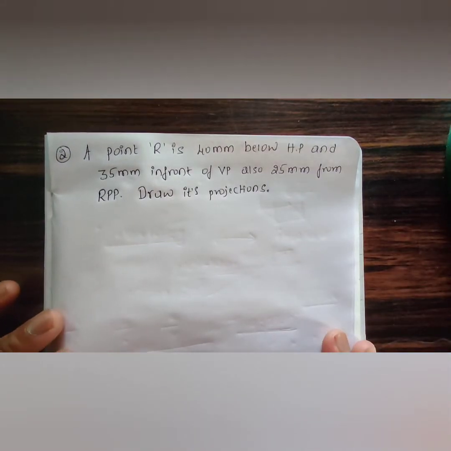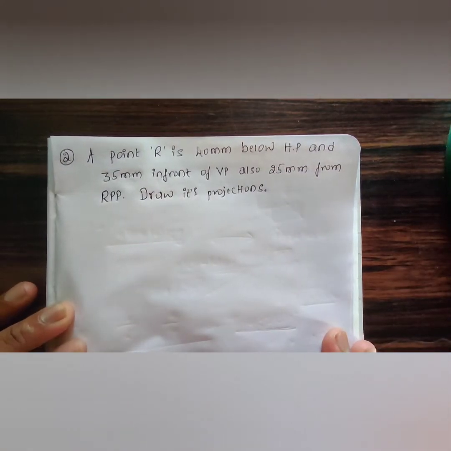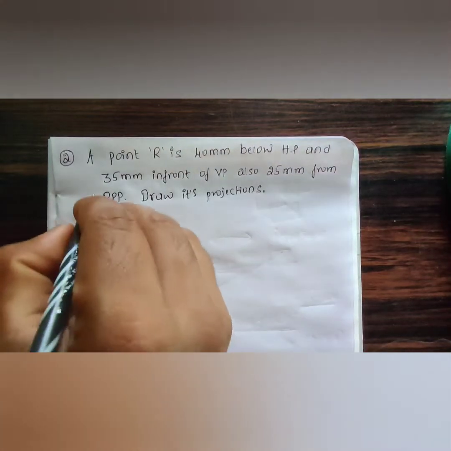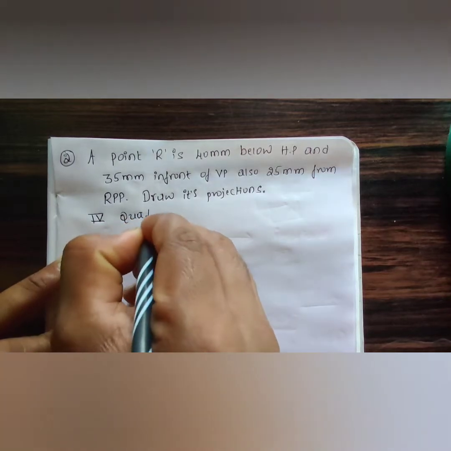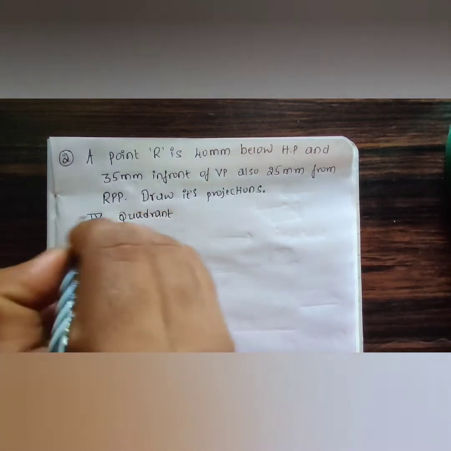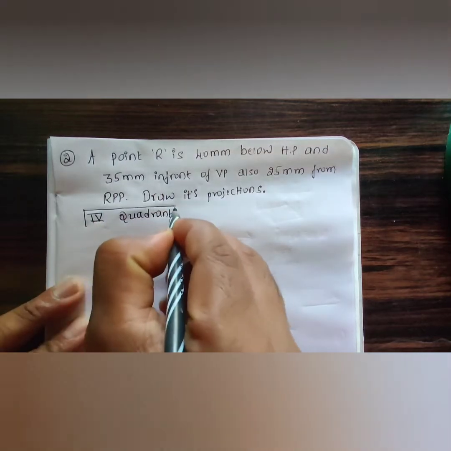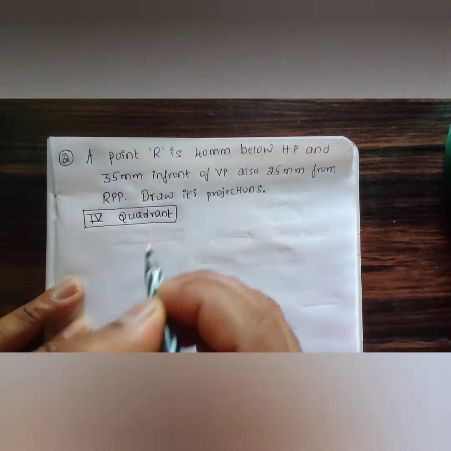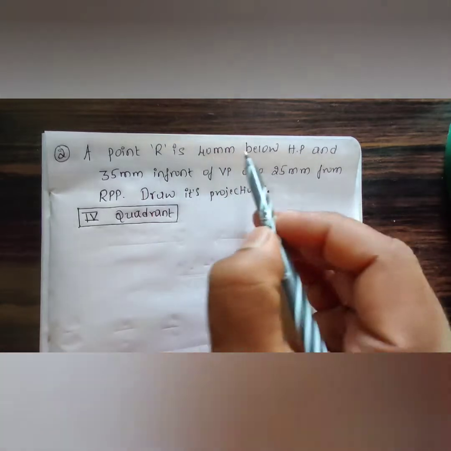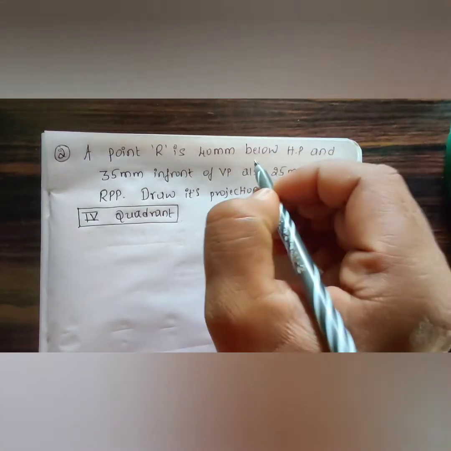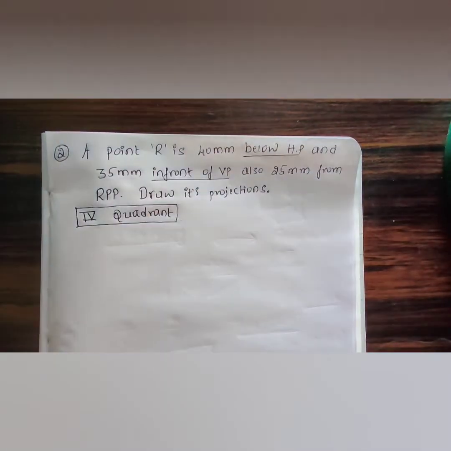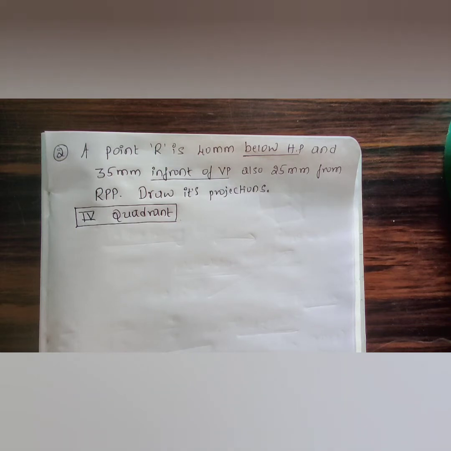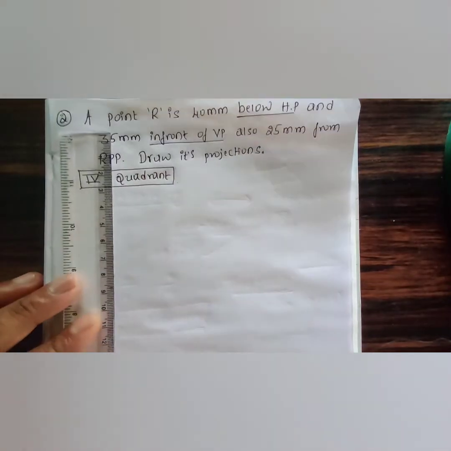So it is understood from the problem statement that the point lies in the fourth quadrant, right? So write down that fourth quadrant. It is the point that lies in the fourth quadrant because the point R is 40 mm below HP and in front of VP. So below HP, in front of VP, it is the fourth quadrant, correct. Fine. So now let me draw that fourth quadrant in 3D.